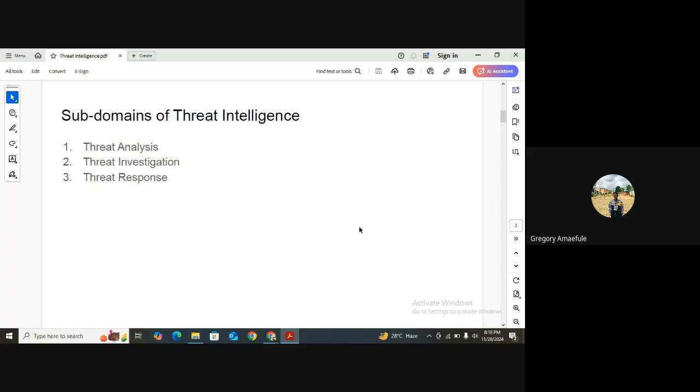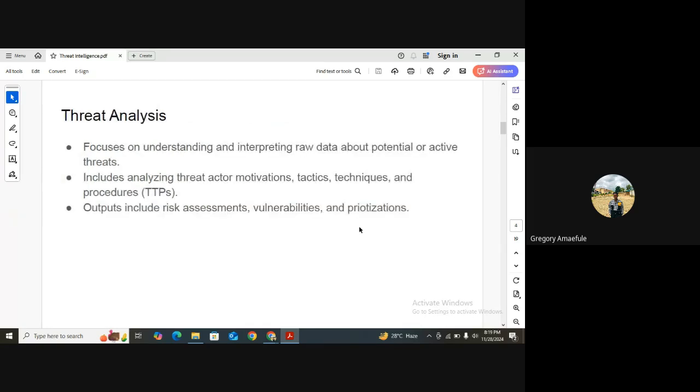There are generally three subdomains of threat intelligence. First one is threat analysis. Second one is threat investigation, and third is threat response. So threat analysis, as part of threat intelligence, focuses on trying to understand and interpret raw data about potential and active threats. It also includes trying to understand the kind of motivation that a threat actor may have towards attacking your organization.